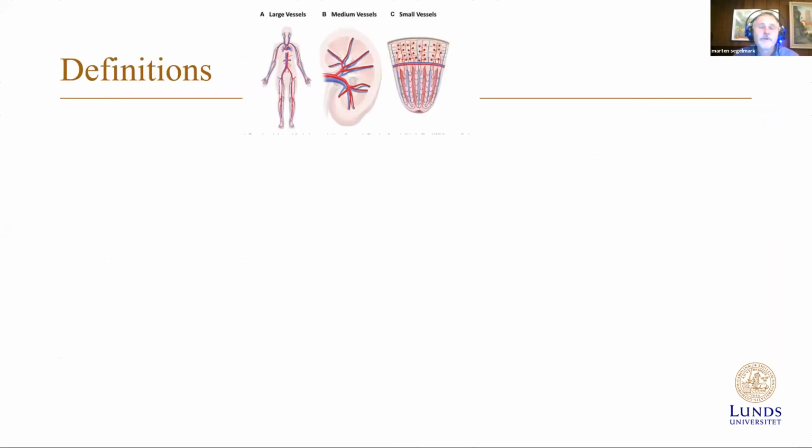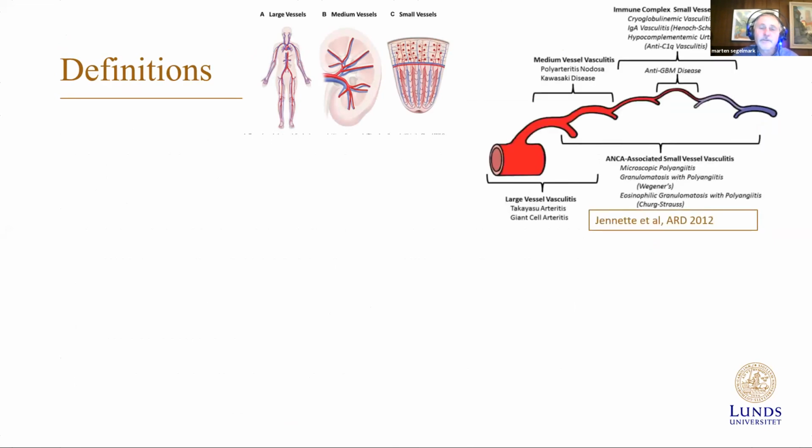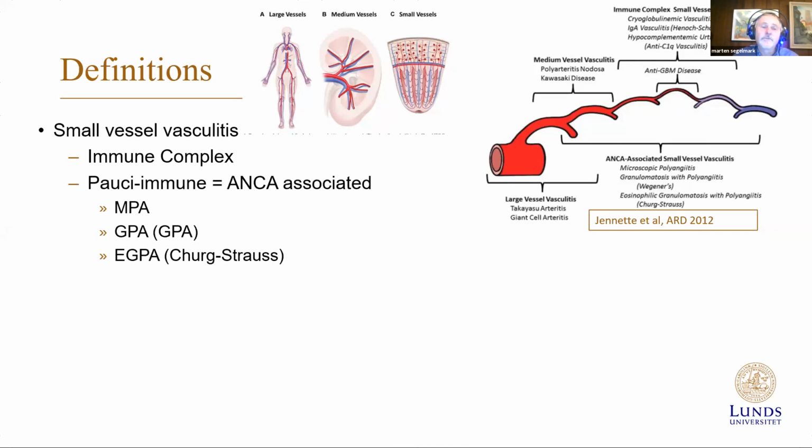What is the definition then of GPA? Well, there are different types of primary systemic vasculitis, and they are divided depending on the size of the blood vessel they affect into large vessel, medium-sized vessel, and small vessel vasculitis. The small vessel diseases are divided into two main groups: those in which the pathologist can find immune complexes, and those where there are no immune complexes found. This group is also called the pauci-immune small vessel vasculitis, or by another name, ANCA-associated disease, because all of them are linked to the anti-neutrophil cytoplasm antibodies, which I will talk a little bit more about later.